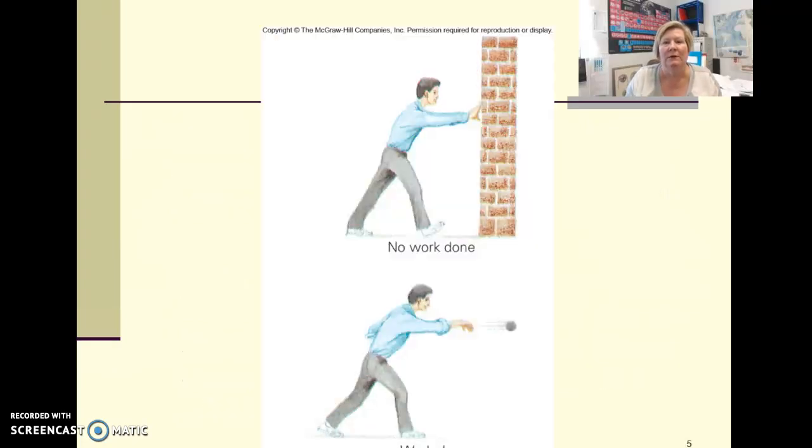In the top picture, you can see the person pushing on a brick wall. He is applying a force, but since the wall has not moved anywhere, in other words, distance equals 0, whatever force he's applying times 0 is going to be 0 work. Whereas the bottom picture showing force applied to a baseball and the baseball flying off into the air does accomplish work.